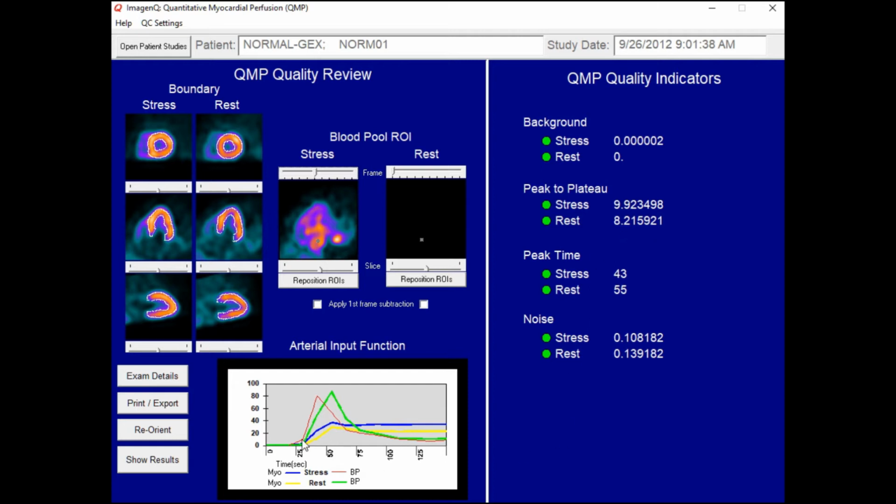The peak time, we want the peak value, as we can see here in red, on the red curve and in the green curve, to occur between 25 seconds and 75 seconds.